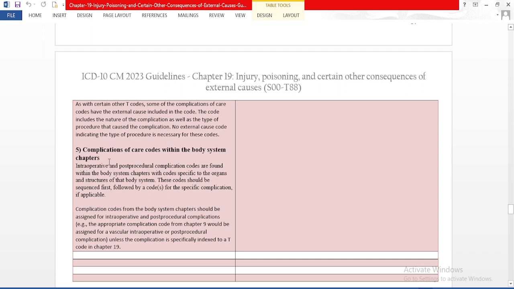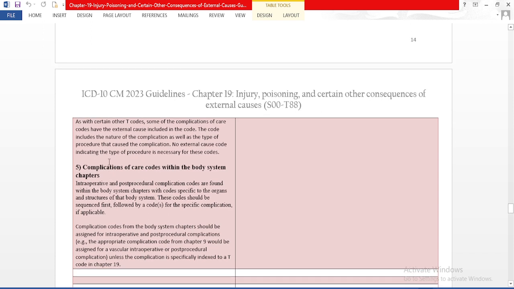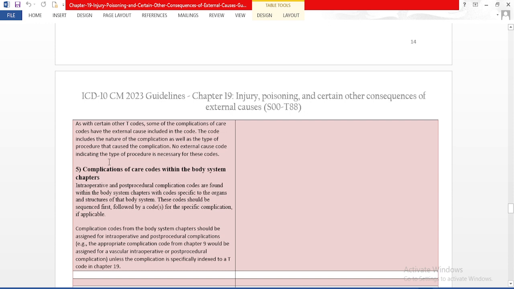Next one, complications of care codes within the body system chapters. Intraoperative and post-procedural complication codes are found within the body system chapters with codes specific to the organs and structures of that body system. These codes should be sequenced first, followed by a code for the specific complication if applicable. So we need to code these codes first, then the specific complication.